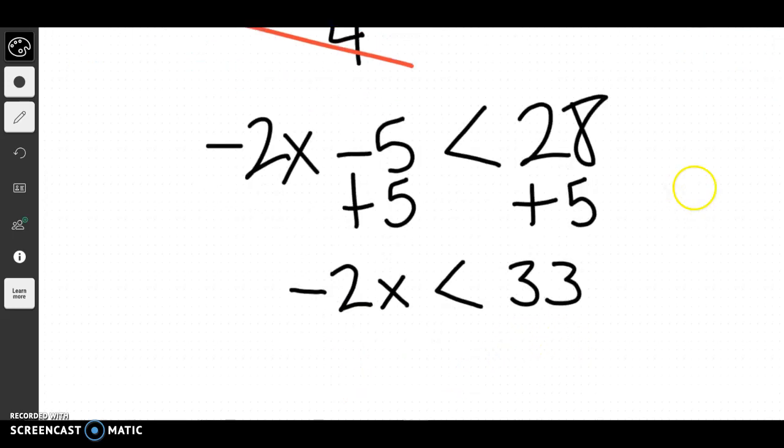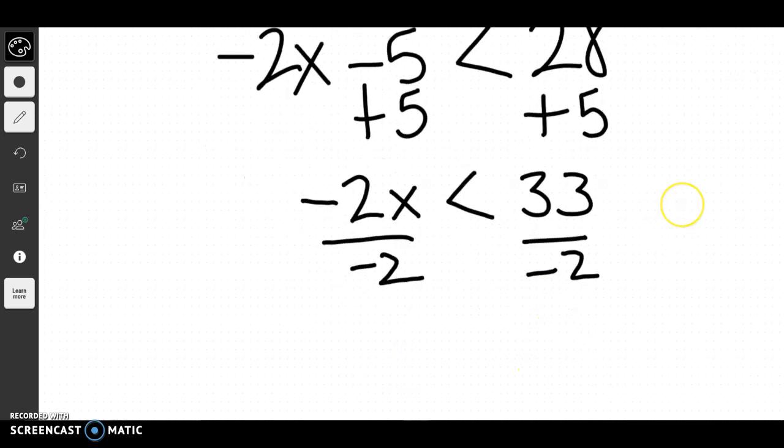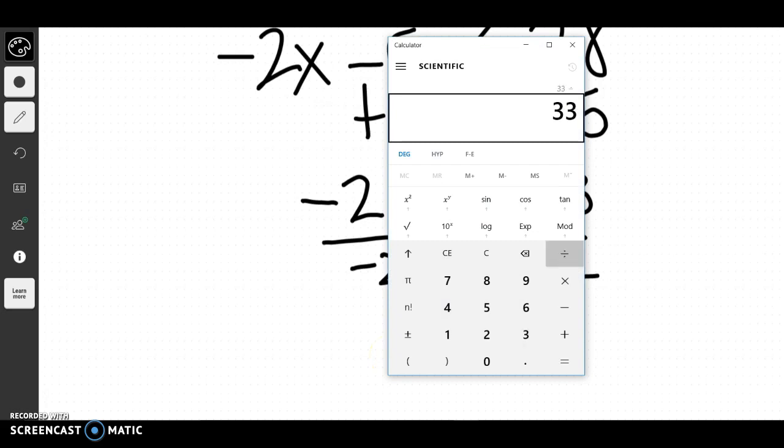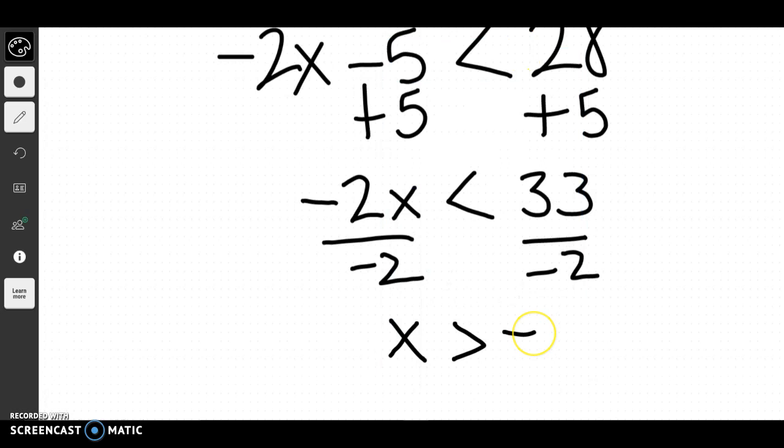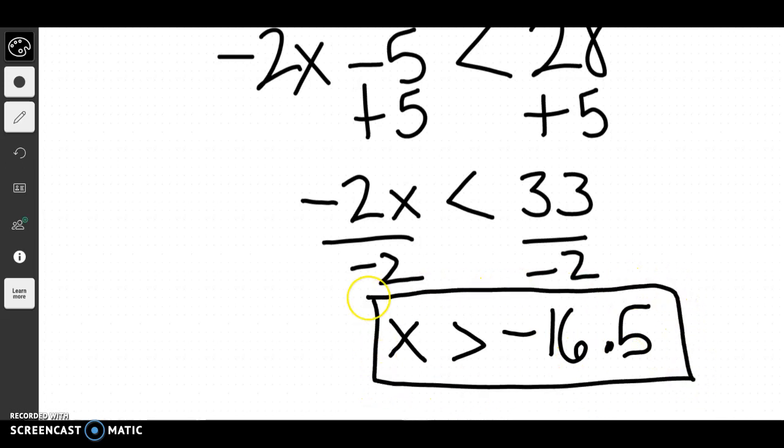I would then need to divide by negative 2. When I divide by a negative number, it's going to flip my inequality sign, and I would be left with, well, let's just see what this is, x is greater than negative 16.5. And that would be my answer.